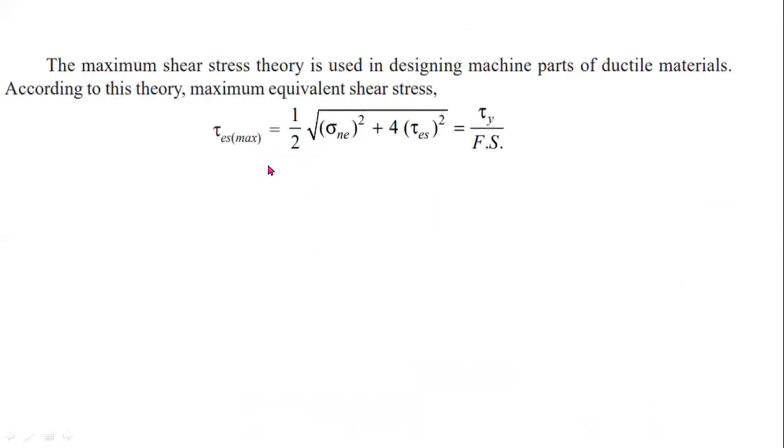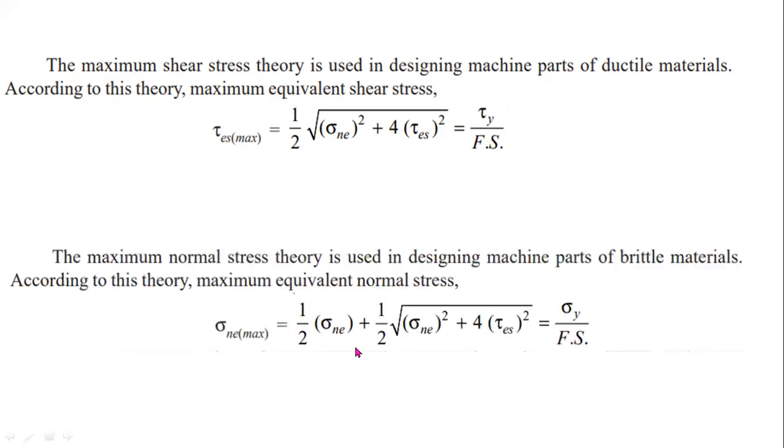Now this is the maximum equivalent normal stress theory. This equation is useful for designing machine parts of ductile materials. And this is the maximum equivalent shear stress theory. This equation is useful to design machine components for brittle materials.